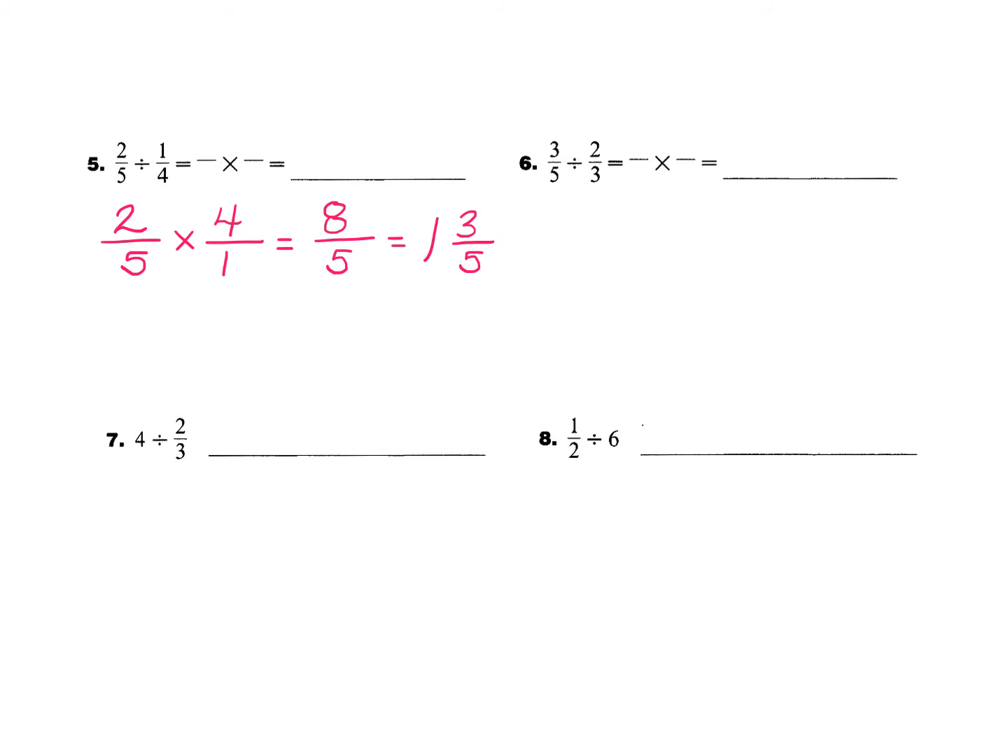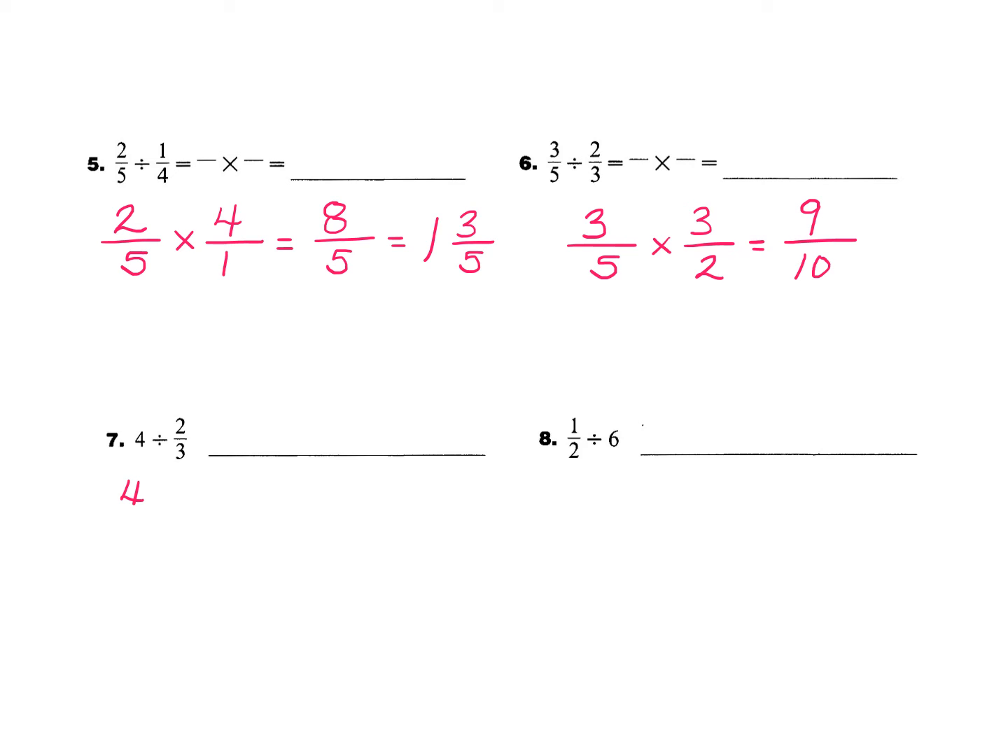Question 6, 3/5 divided by 2/3. We keep, change, flip. We cannot reduce before we multiply. 3 times 3 is 9. 5 times 2 is 10. Our answer is 9/10.